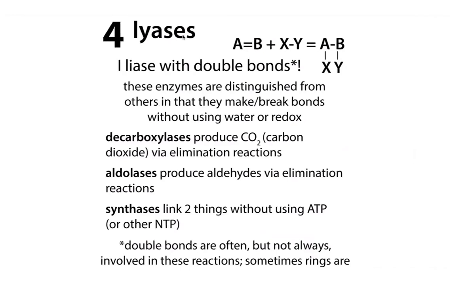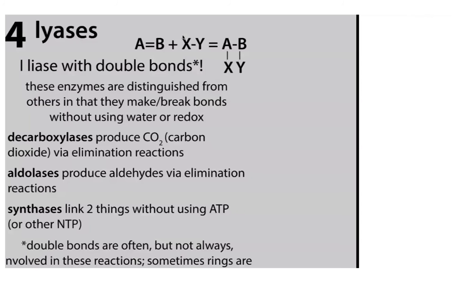Okay, we have lyases. Basically, a lyase is going to make or break bonds without using water or without using redox. And so these are going to be a little harder to identify, but often what they're going to be doing is involving the formation and or the breaking of double bonds. And so we're going to see things like elimination reactions. So we'll point out some more examples of these, but know that this is kind of one of the trickier things to actually recognize.